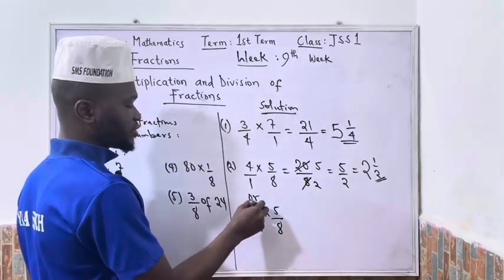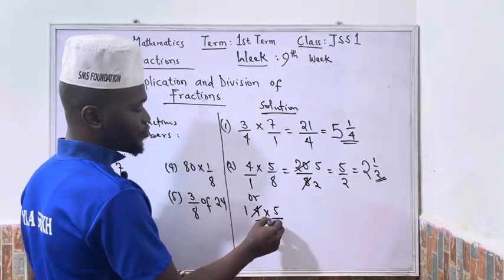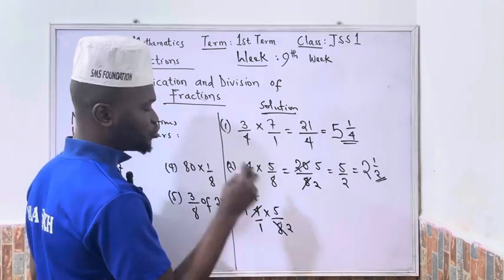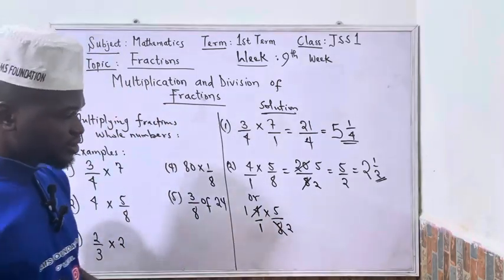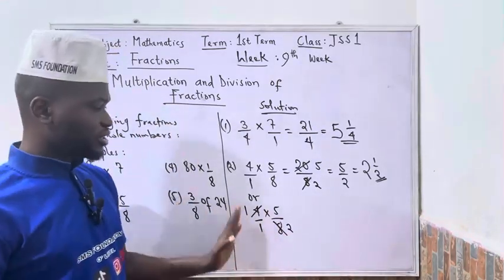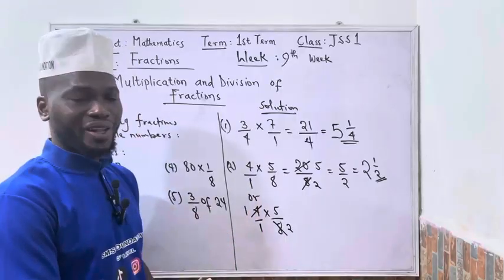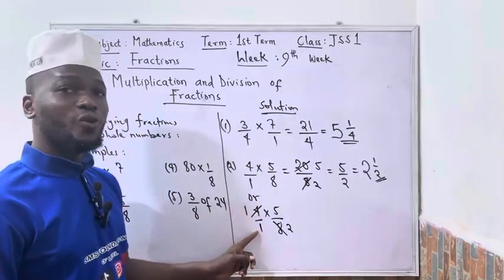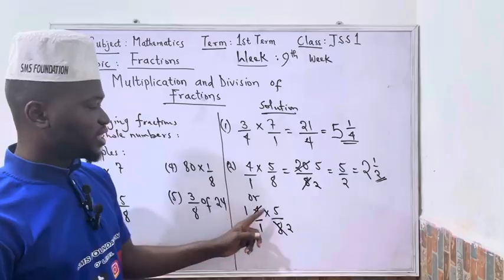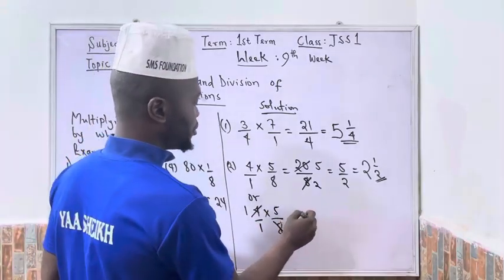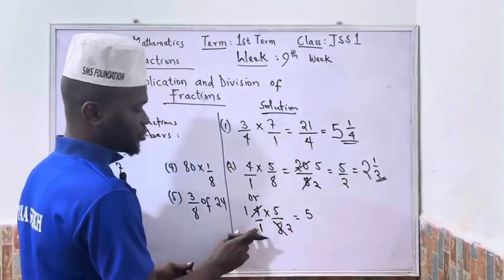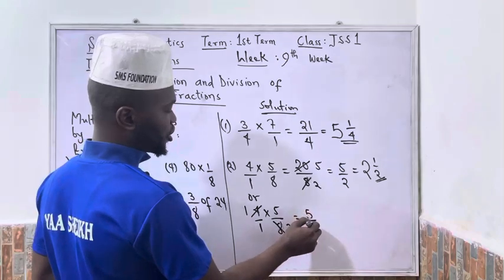So I can say that 4 here, 1, 4 in 8, that will give me 2. So, as a result of this, these fractions look simpler now. This is 1 over 1. I can simply multiply 1 times 5. That will give me 5. Then I will do 1 times 2. That will be over 2.